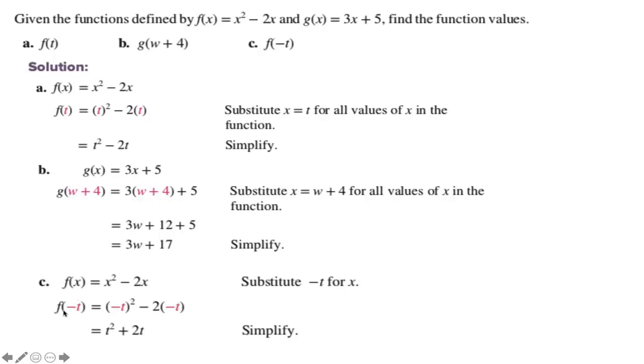And finally, f of negative t means you take the input and plug it in where you see the x. So negative t, quantity squared, minus 2 times negative t, so you have t squared plus 2t. So simplify.